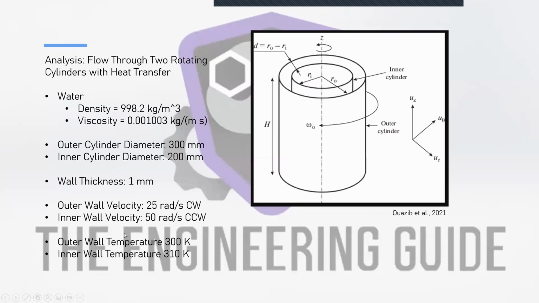And for boundary conditions, we're going to initialize the outer wall to have a velocity of 25 rad per second in the clockwise direction, and the inner wall to have a velocity of 50 rad per second in the counterclockwise direction. Similarly, for the temperature, we're going to initialize the outer wall to have a temperature of 300 Kelvin and the inner wall to have a temperature of 310 Kelvin. By setting up the simulation, we'll be able to see how the flow of water is going to react between these two cylinders. So knowing our dimensions for the geometry and the boundary conditions that we need to set up, let's go ahead and jump into Workbench and start working on this simulation.